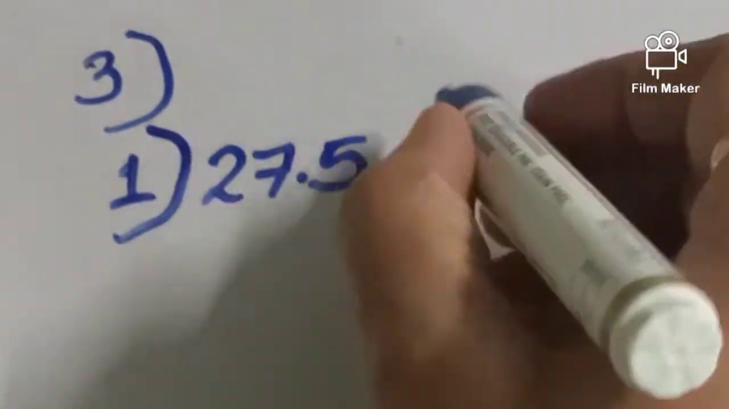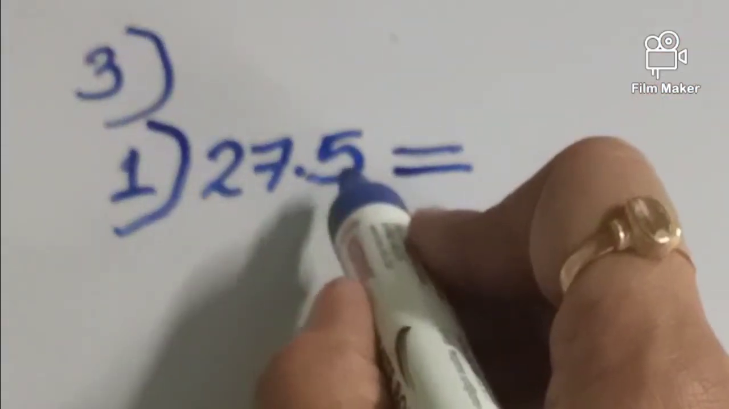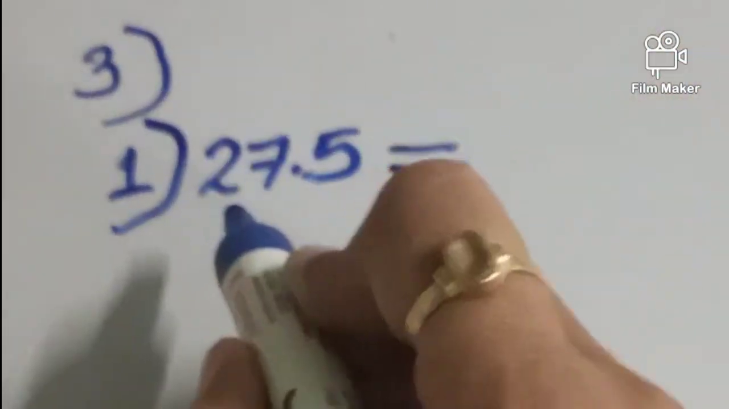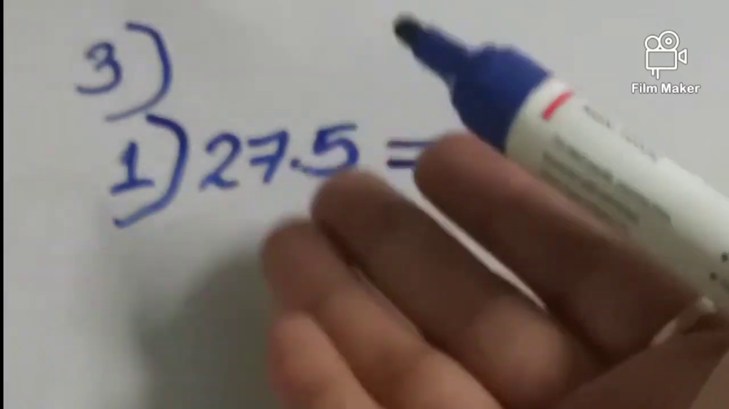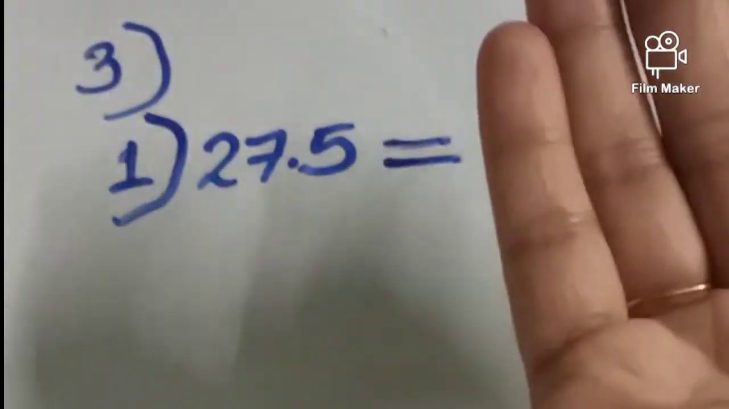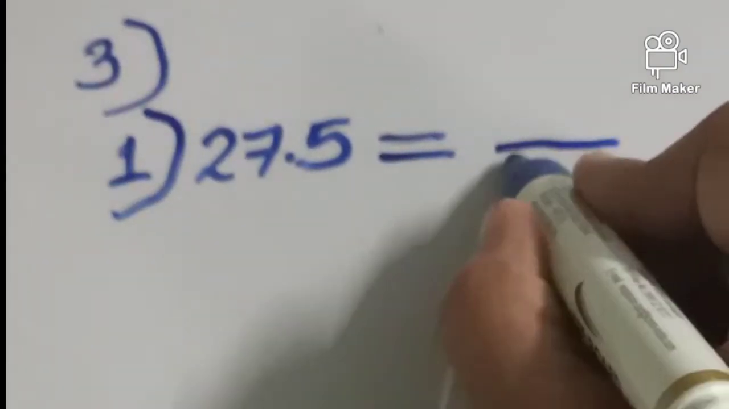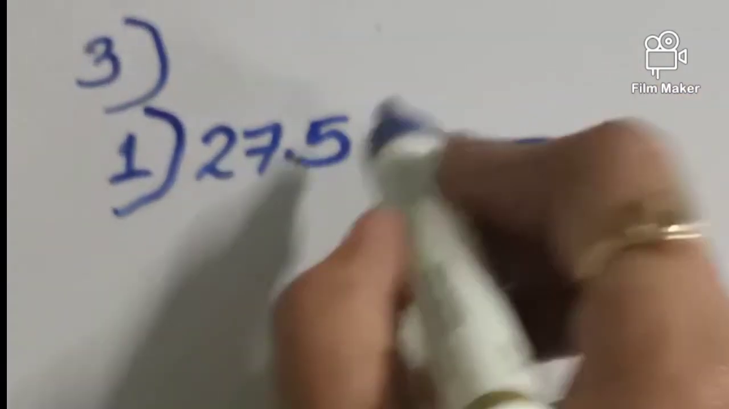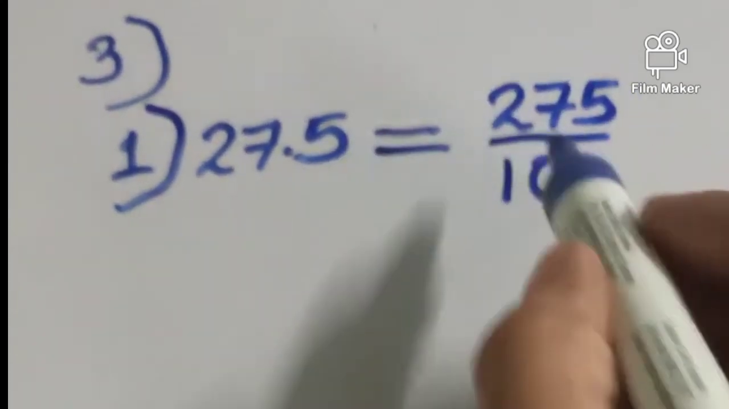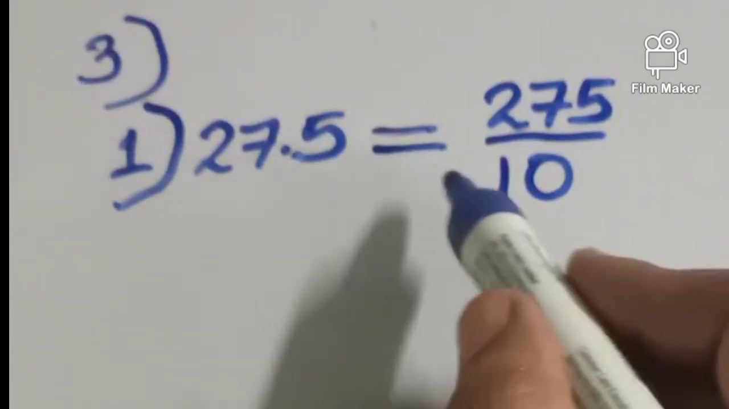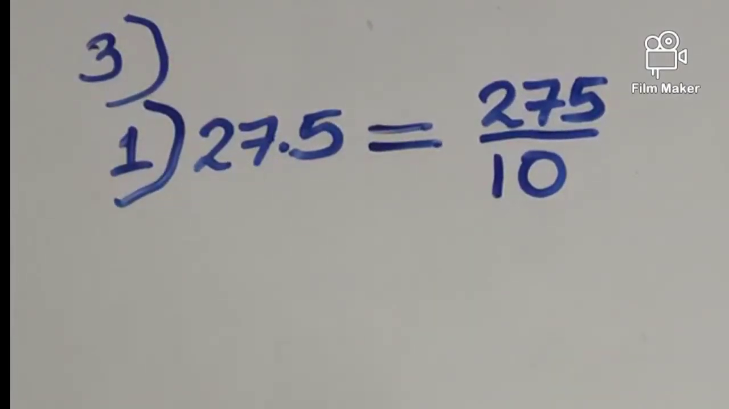So 27.5 is there. What we have to do? We'll see from the right side after how many digits the decimal point is there. So here, 27.5, counting from the right side, we have one digit, right? So only 1 zero will be there. Write the number as it is, 275. So while converting, we got 27.5 is equal to 275 upon 10.